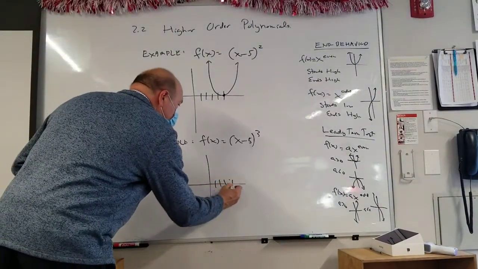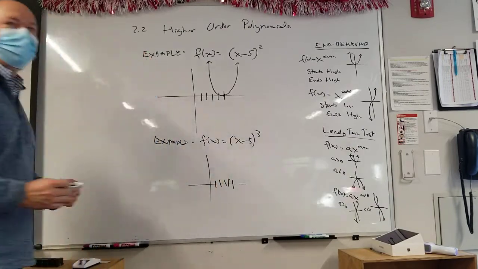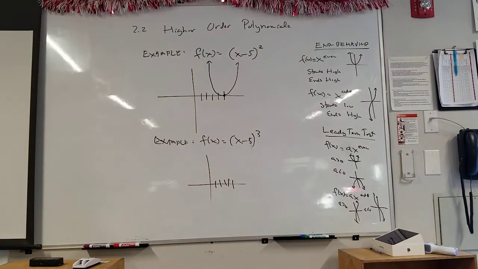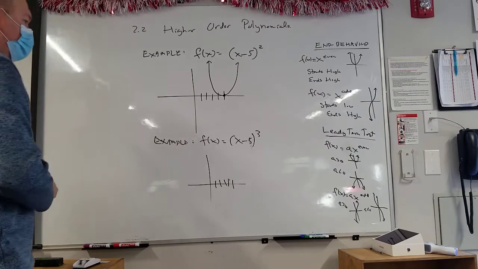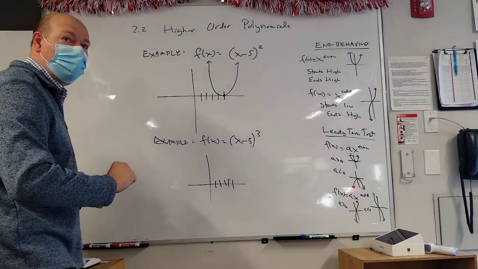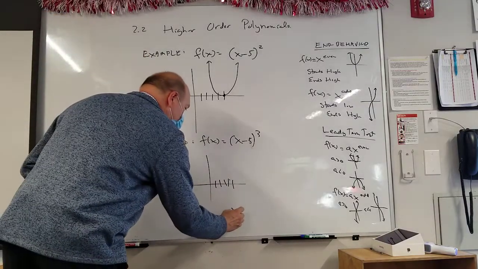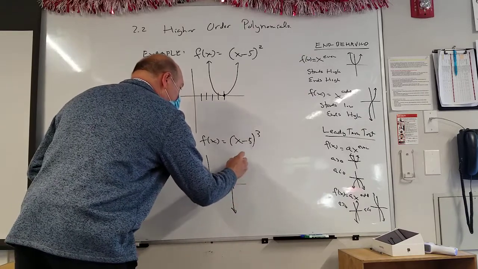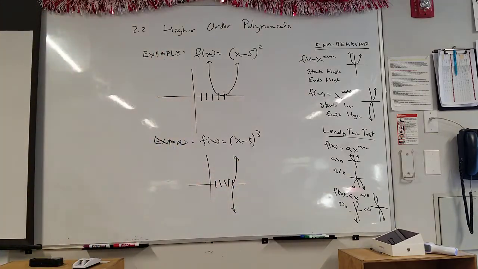1, 2, 3, 4, 5. Is that right? It's going to go what? Down, up, or up, down? Down, up. Okay. And I already know the shape of it. Who cares about the shape now? Because I already got it.